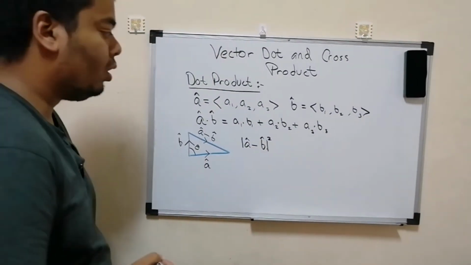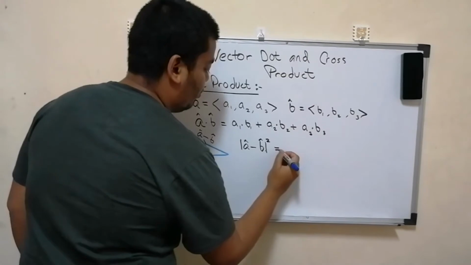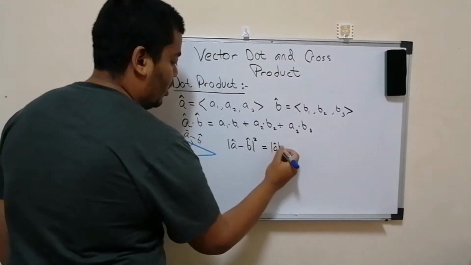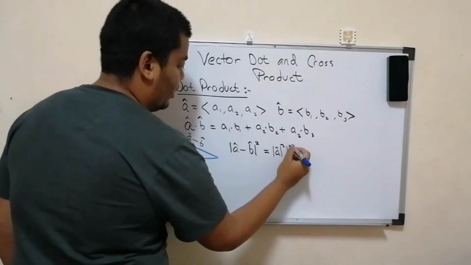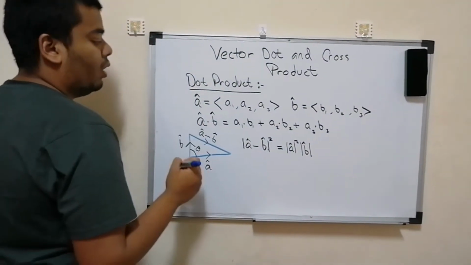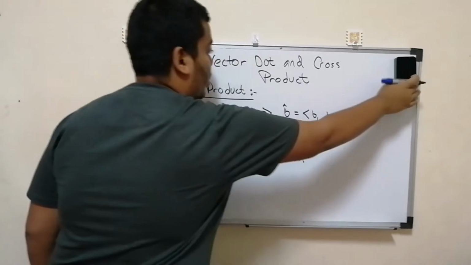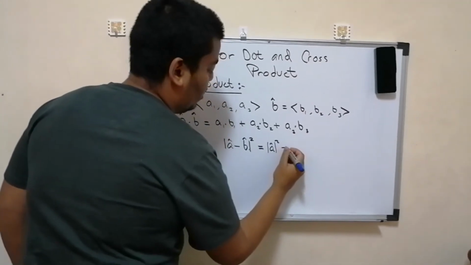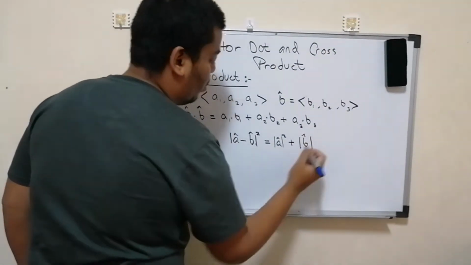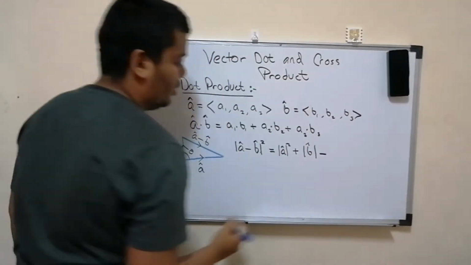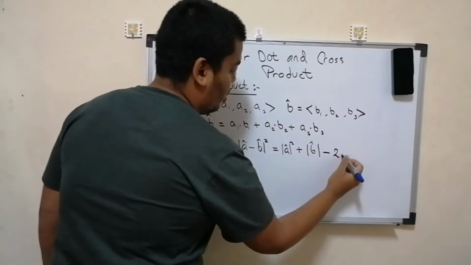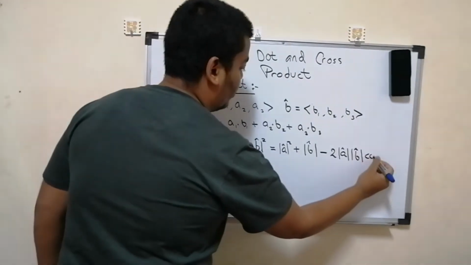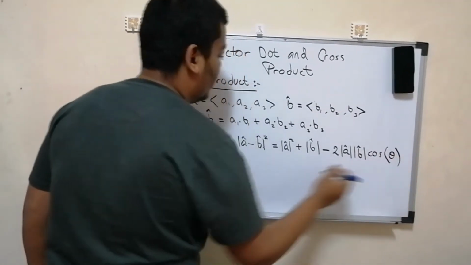the magnitude of A minus B squared is equal to the magnitude of A squared, sorry, here I got this wrong, plus the magnitude of the vector B squared minus 2 into the magnitude of the vector A into the magnitude of the vector B into cosine of the angle between them, which is in this case theta.